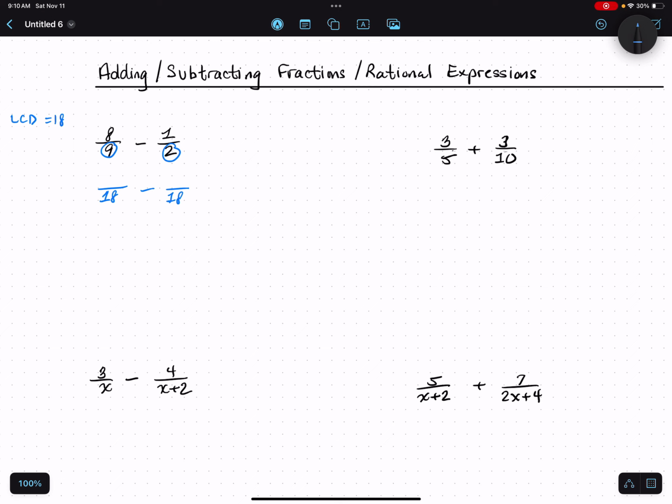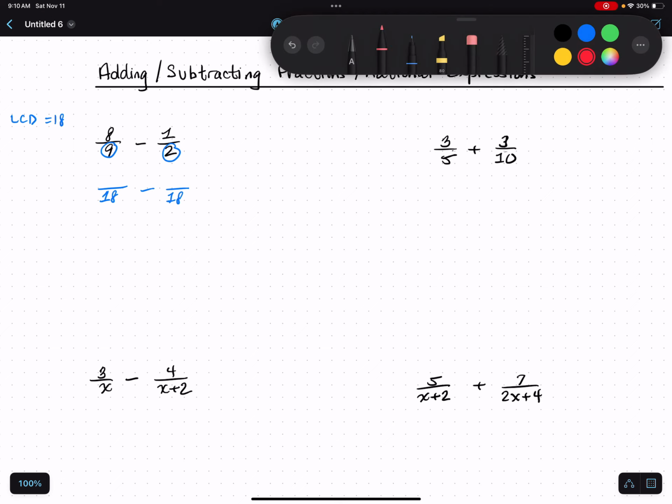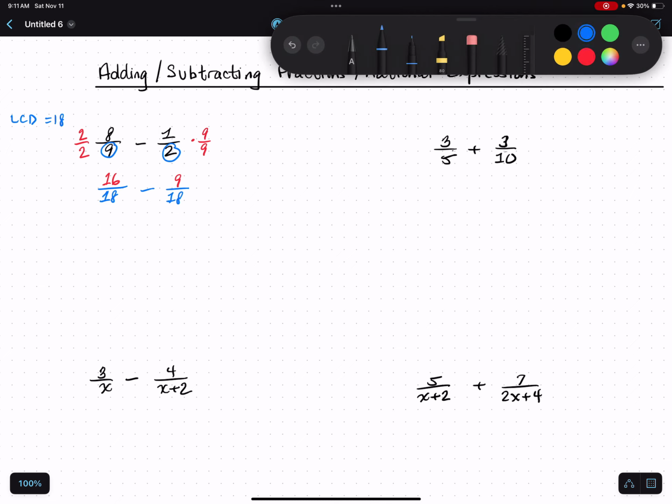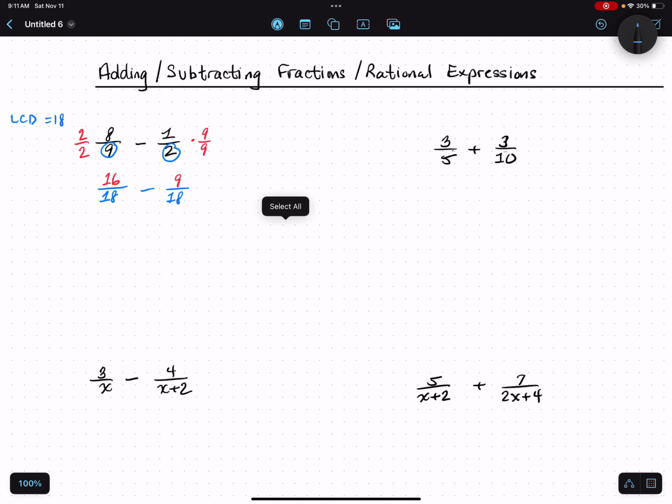So in the first fraction over here, I'm going to go to red here. In the first fraction, we're going to multiply by 2 over 2. And that's going to give us 16 over 18. And in the second fraction, we're going to multiply by 9 over 9. So it's going to give us 9 over 18. And now we're off and running. We can now combine the fractions just like we did in the last video. 16 minus 9 is 7. So the final answer is 7 over 18.